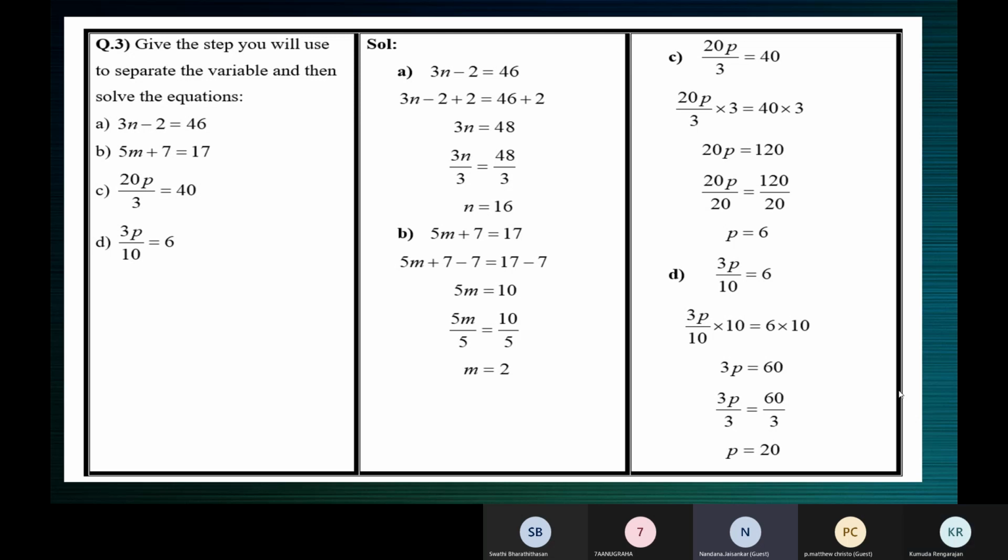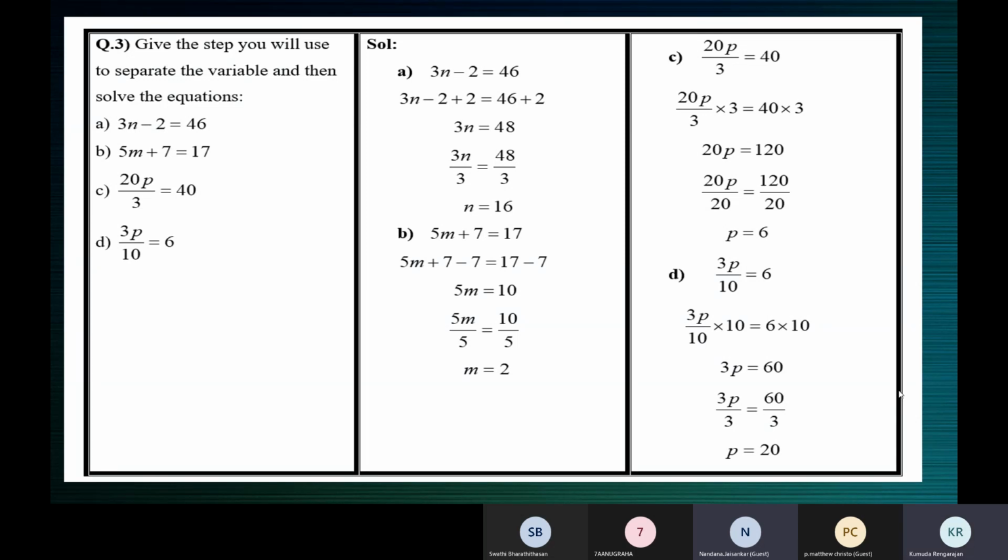So 3 and 3 will be cancelled, ma'am. It will come as 20p, and 40 into 3 is 120, ma'am. After this, we should remove 20 from the p, ma'am. So we should divide 20 on both sides. 20 and 20 will be cancelled, so the p will be alone, ma'am. And 120 by 20, the answer will be 6, ma'am. So p is equal to 6.